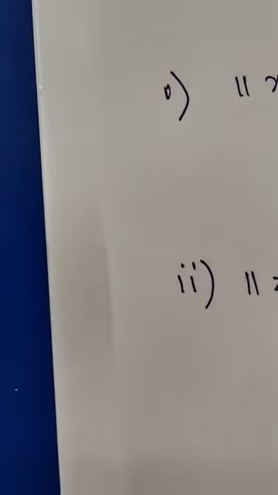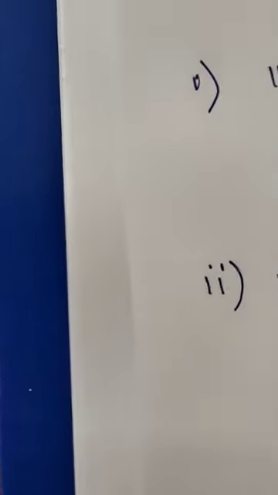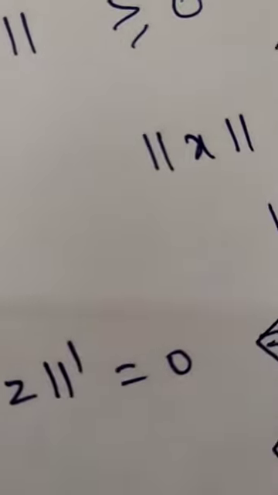Let's come to the third condition. What is the third condition? Norm of Z plus Y is less than or equal to norm of Z plus norm of Y. So this is condition 3.